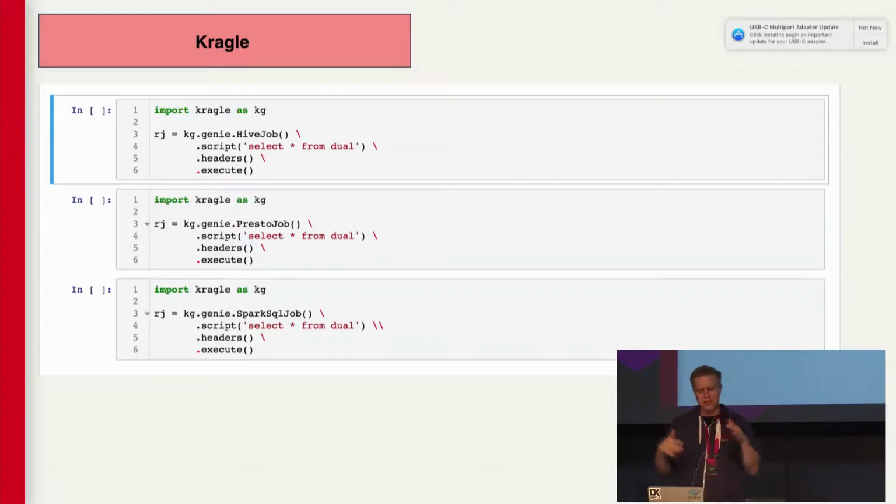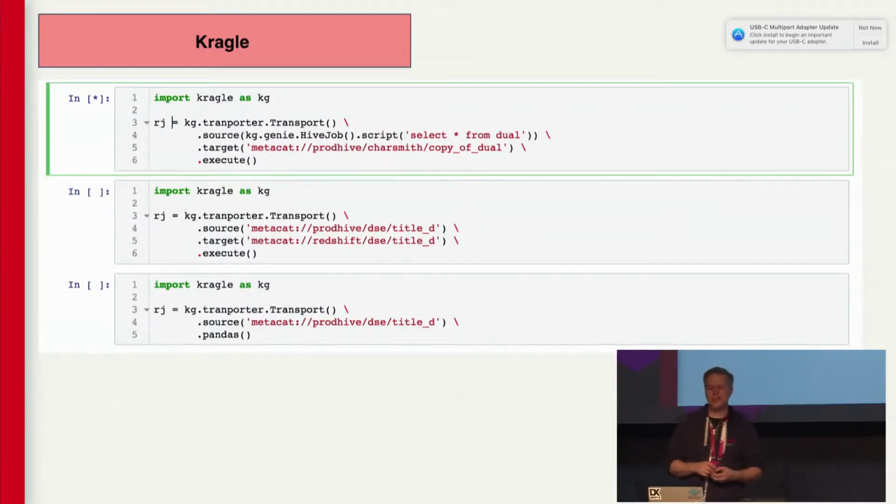And what you can see here is writing a Hive job, a Presto job, a Spark SQL job. We could have gone on to Redshift, Teradata. They all look the same. They didn't have to worry about what was going on. That was going to call out to Genie and do the right thing for them. And they could program against the platform as well as we could.